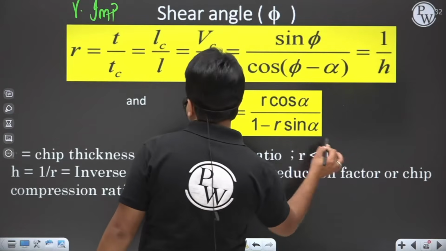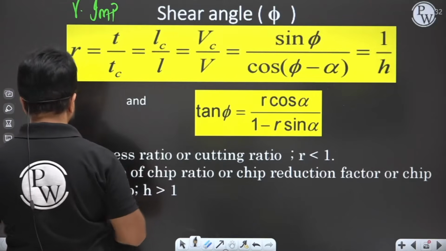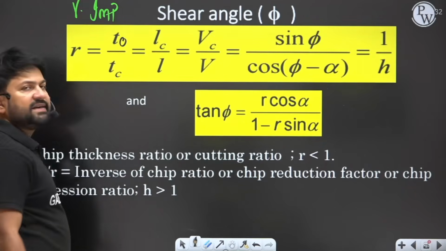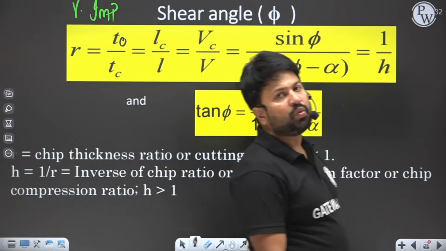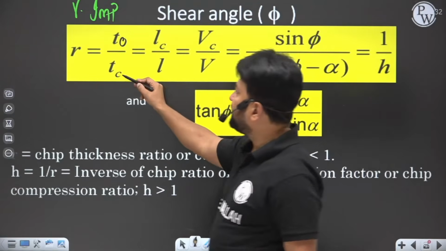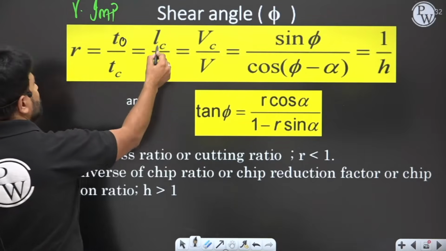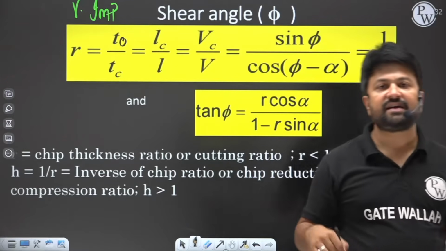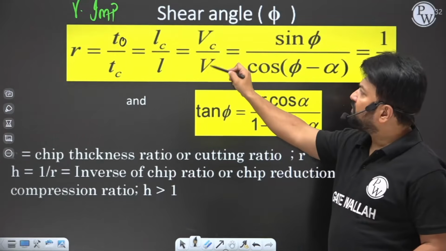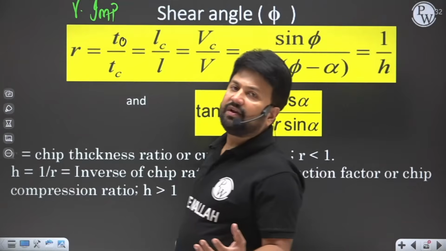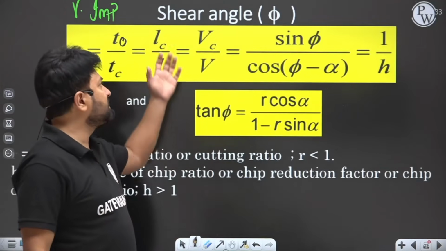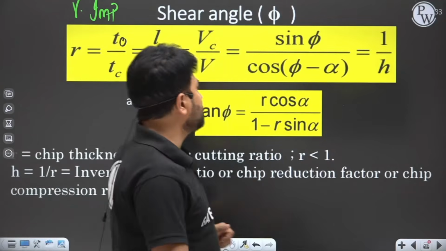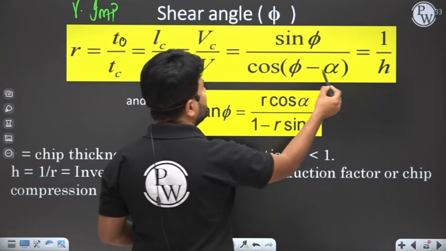r is the chip thickness ratio, and it is equal to t naught by tc. t naught is the uncut chip thickness divided by chip thickness, equal to lc by l, the length of the chip divided by uncut length of the material, equal to vc by v. vc is the chip velocity and v is the cutting velocity, equal to sin phi by cos(phi minus alpha).